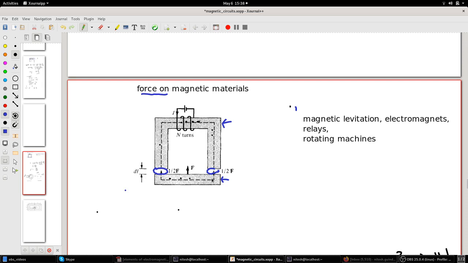The length of the air gap is dl. In such scenarios, it becomes useful if we convert this force into the magnetic field, which in turn is dependent on the current I. We know that the energy generated in a magnetic field is given as half into energy density. In fact, energy density is given as half B square upon mu 0, right?